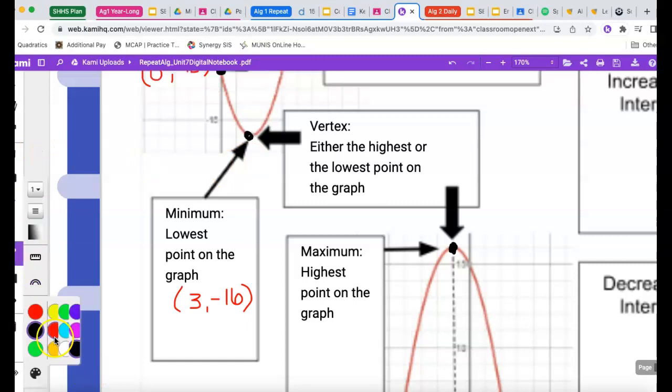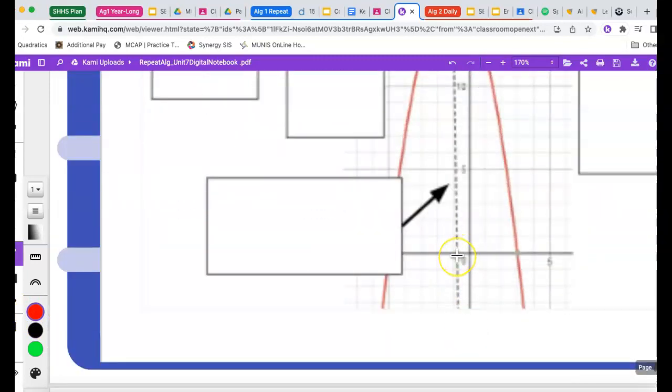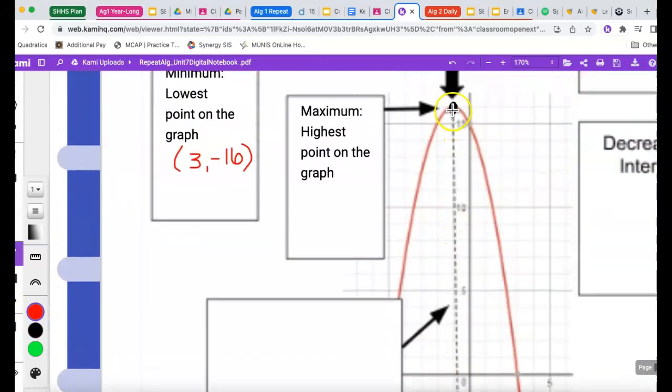We write the maximum as a coordinate. So this is the coordinate negative, let's see, -1, 16. So we write it as the coordinate. So we go left 1 and up 16, and that's where the coordinate of my vertex or my maximum value is.